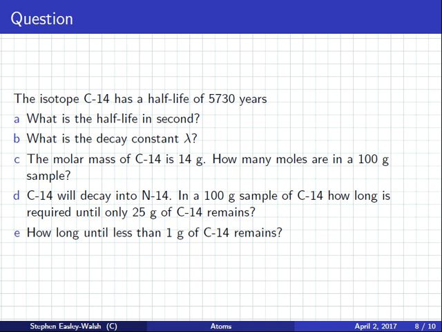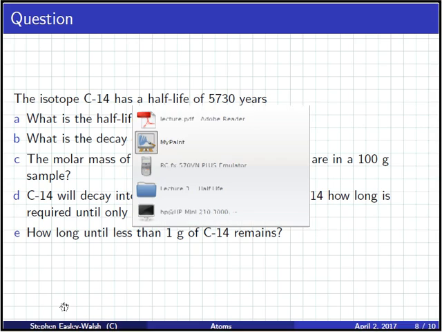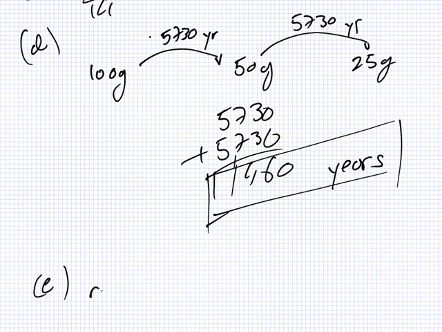7. Is it 7? And what are you left with then? 0.7 of a gram. Yes. So 7 half-lives. So do 7 times 5,730. 40,110. 40,110 years. So the answer is about 40,000 years.